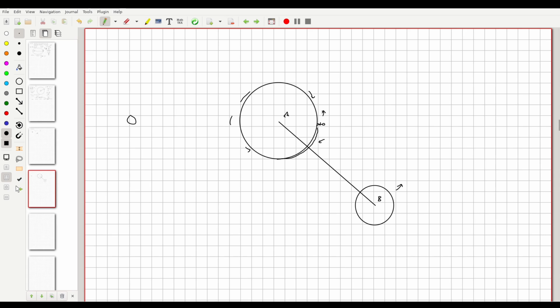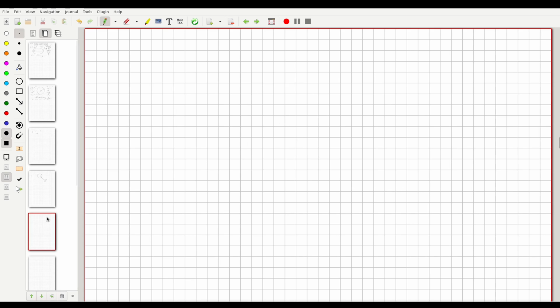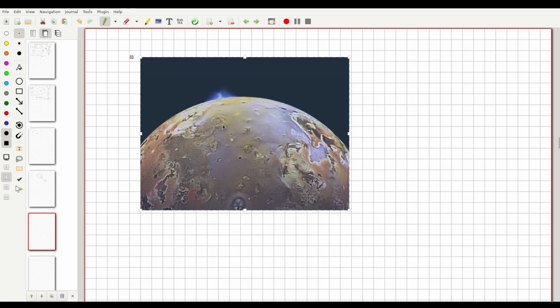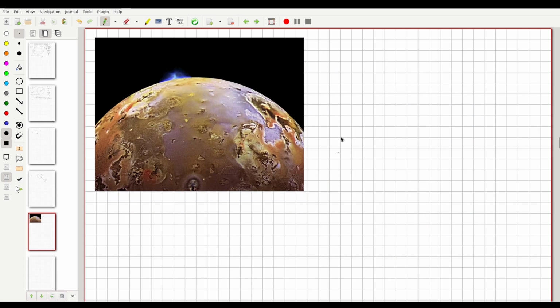A good example of which is the moon Io. Let me get a picture of it here. So this is one of the moons of Jupiter. Let's see here. Copy this. I'm going to paste it right here. So this is a picture of the surface of Io right here. And what you're looking at right here is a volcanic eruption.